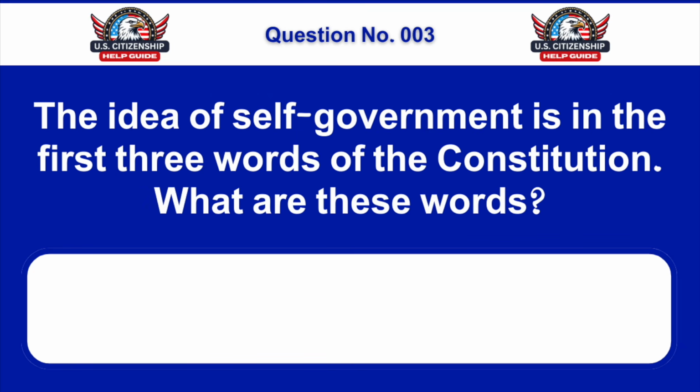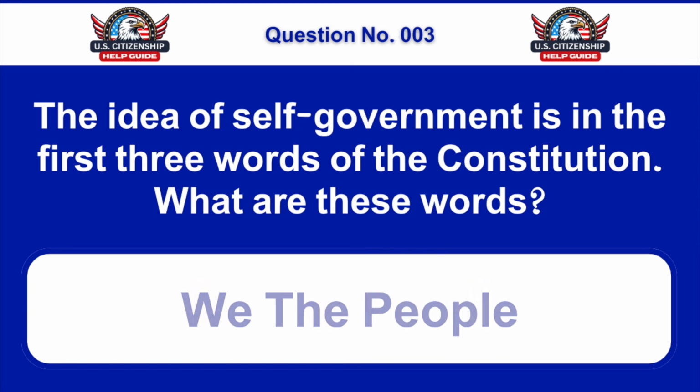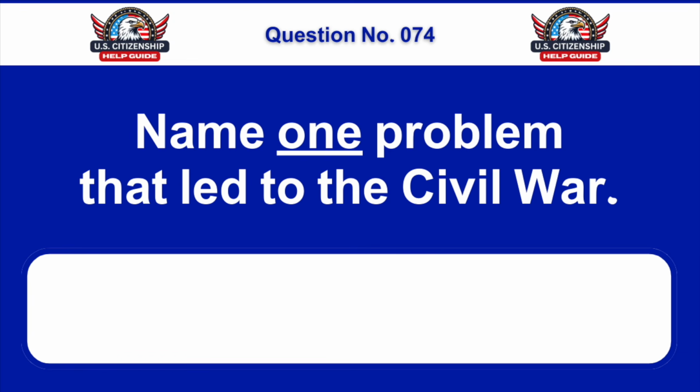The idea of self-government is in the first 3 words of the Constitution. What are these words? We the people. Name one problem that led to the Civil War. Slavery.